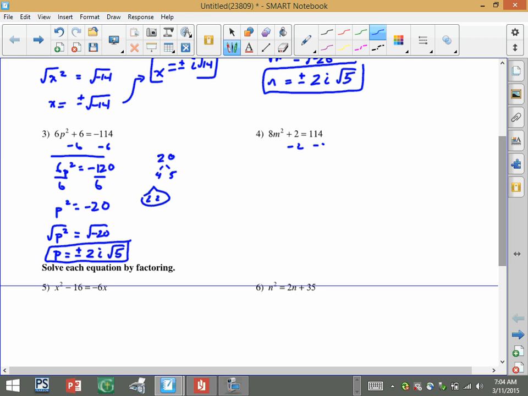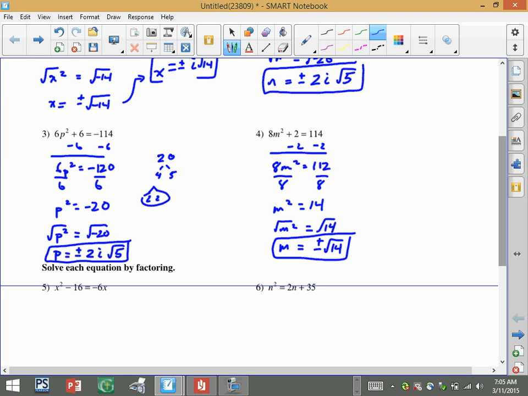Here we're going to subtract 2 from both sides, so 8m squared is 112. We can divide both sides by 8, and that'll leave me with m squared equals 14. Take the square root of m squared, that's going to be m. Take the square root of 14. 14 can't be broken down into anything, so we just put the plus or minus root 14.